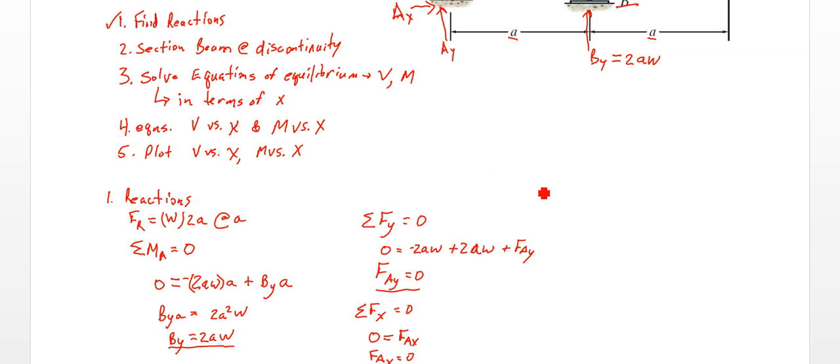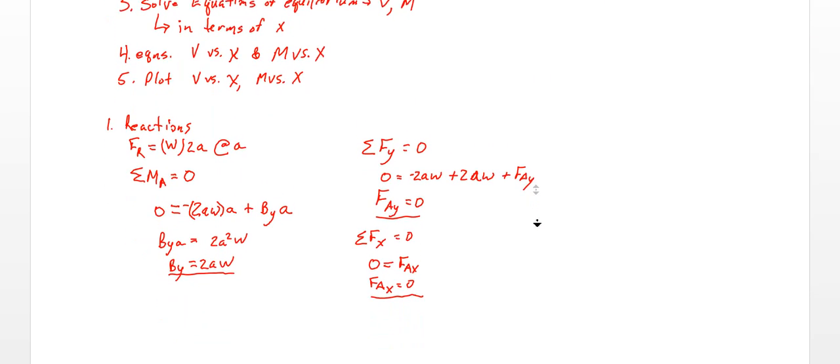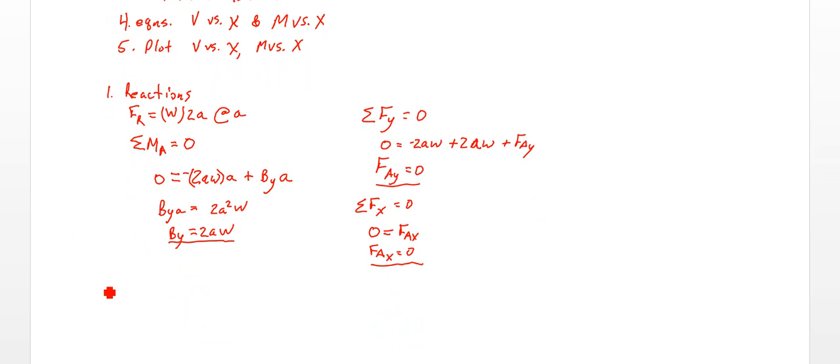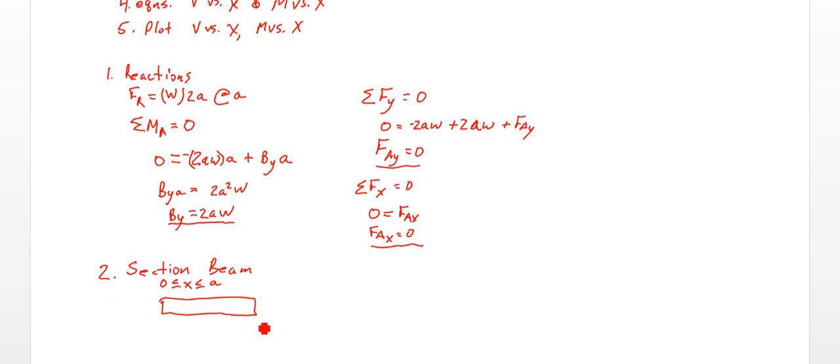Next, we'll section our beam at the discontinuity. We talked about what a discontinuity is. It's anywhere we have a concentrated load or reaction along the length of that beam. So we'll section our beam into two parts since we only have the one discontinuity at B. So here we're going to have 0 is less than or equal to x, which is less than or equal to A. So we'll leave off that reaction at B at this point.